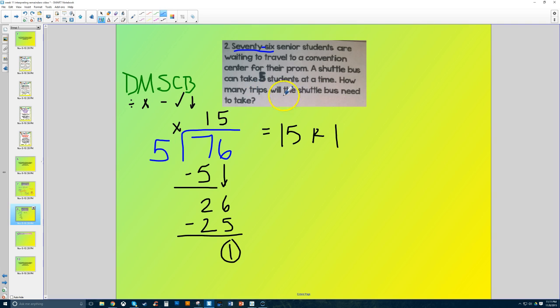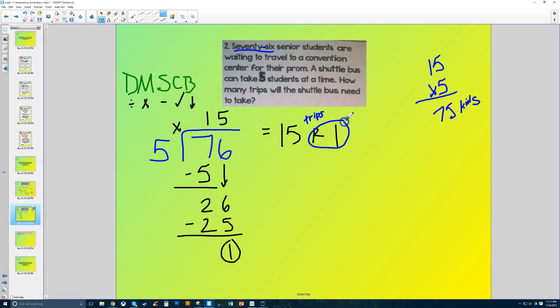I want to know how many trips the shuttle bus will need to take to get all these kids. And this basically means that I would need 15 trips to take care of these kids, and these 15 trips will have 5 students on the bus at a time. Well, 15 times 5, just letting you know, just to figure out how many kids that actually is, is 75 kids that will be able to take the bus. And these 15 trips are full.